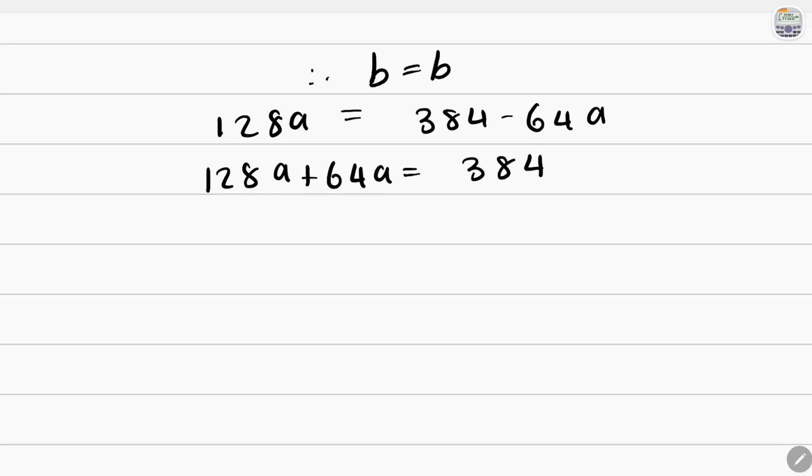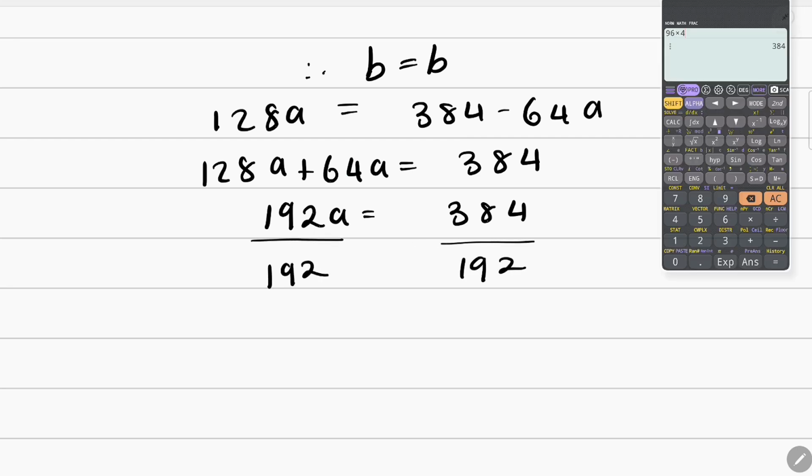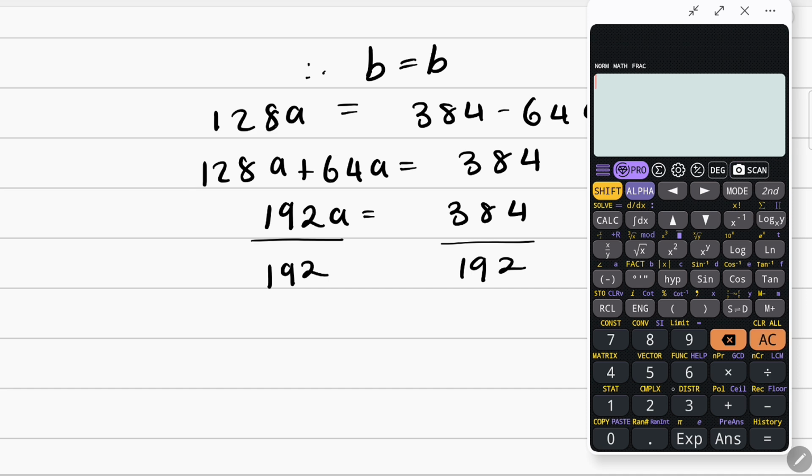Okay, 128 plus 64, that is already a 12, that's 8, 92, 192. So 192a is equal to 384, and then we can divide both hand sides by 192, and let's find out what a is. So 384 divided by 192 is 2. So a is simply equal to 2.